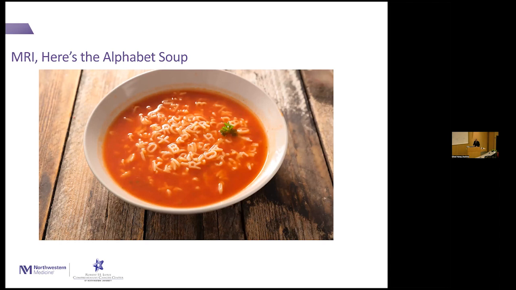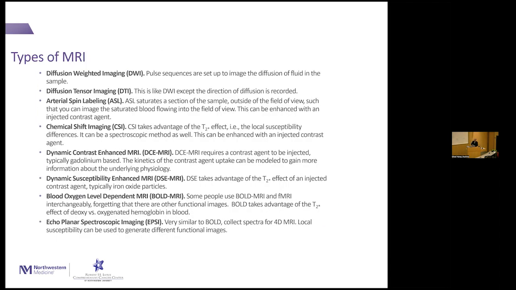Here's your alphabet soup, as promised. So there's a lot of different types of MRI. These are the main ones that I'm going to focus on. Diffusion weighted imaging is when you measure the water interaction with the tissue, for example. So you can imagine as water travels through muscle, it'll have a different diffusion than if it goes through, say, a solid tumor. And those differences in the water can be turned into an image for diffusion weighted imaging.